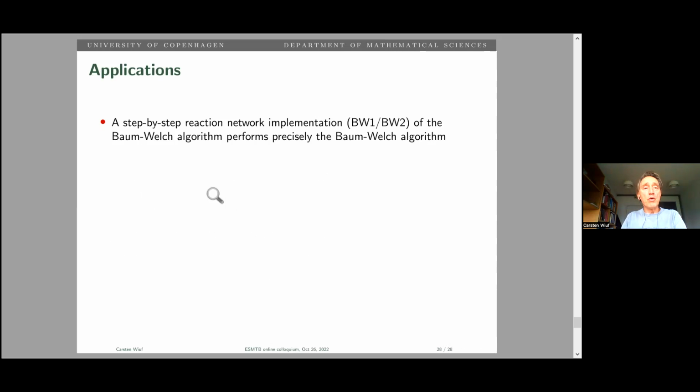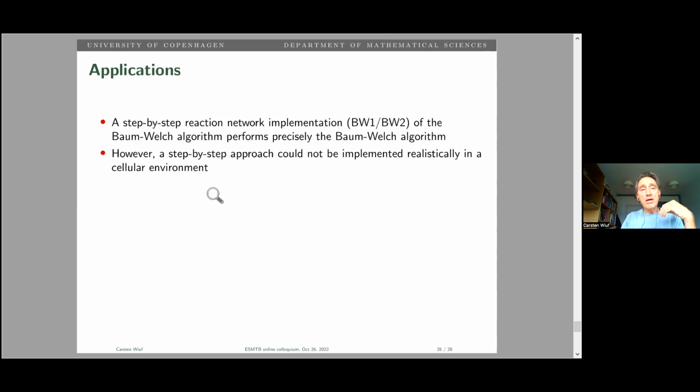So this should be the summary. I put the title application here, but it should be summary. What we have accomplished here is a step-by-step reaction network implementation of the Baum-Welch algorithm that performs precisely as the Baum-Welch algorithm. However, being step-by-step means that it would be difficult to implement as a molecular machine in a cellular environment, because you would need it to be able to restart itself after each iteration, and that might be very hard.